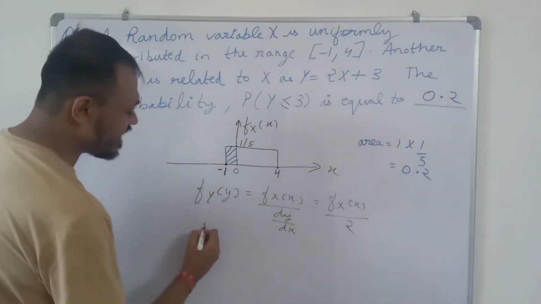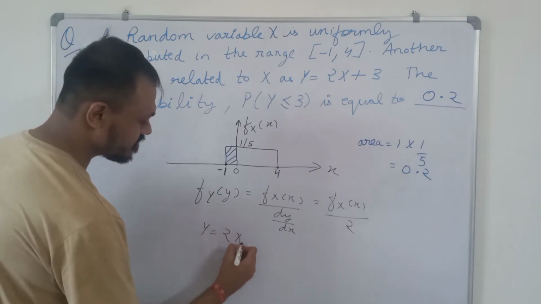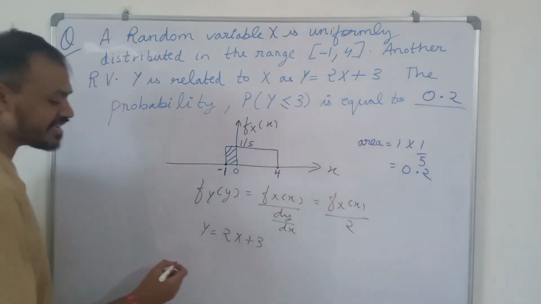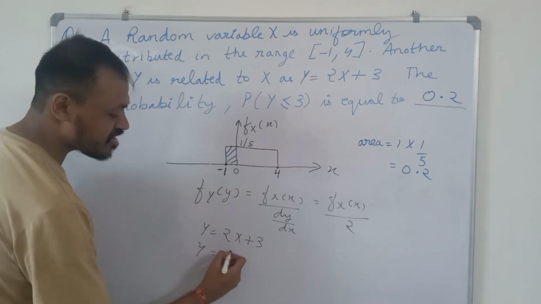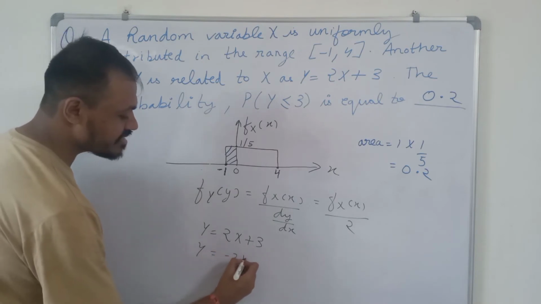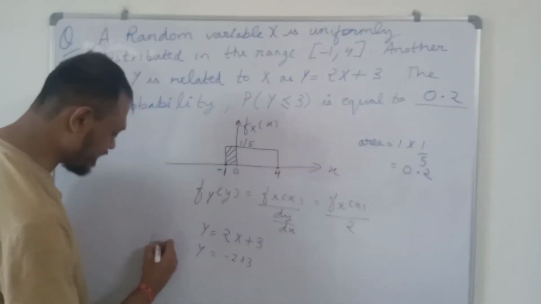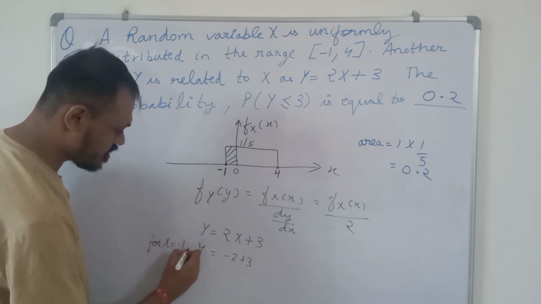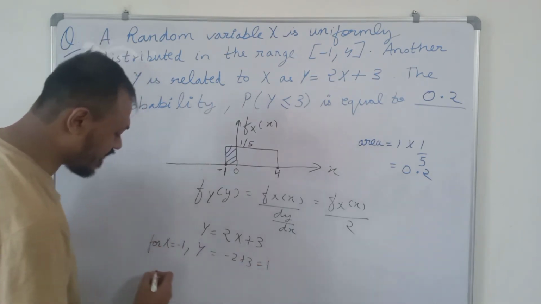So y is equal to 2x plus 3. If x is equal to -1, then y will be equal to, substituting -1 here, -2 plus 3. So for x equal to -1, y will be equal to 1.